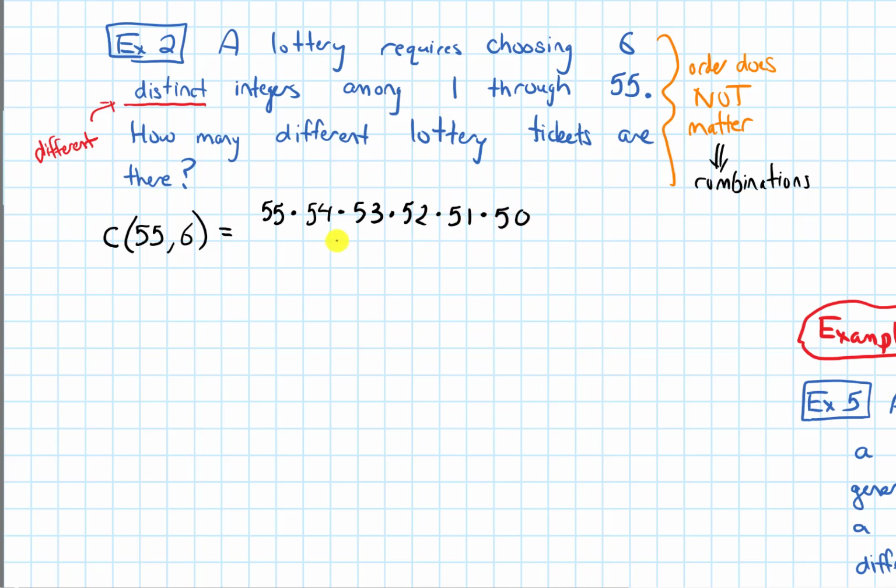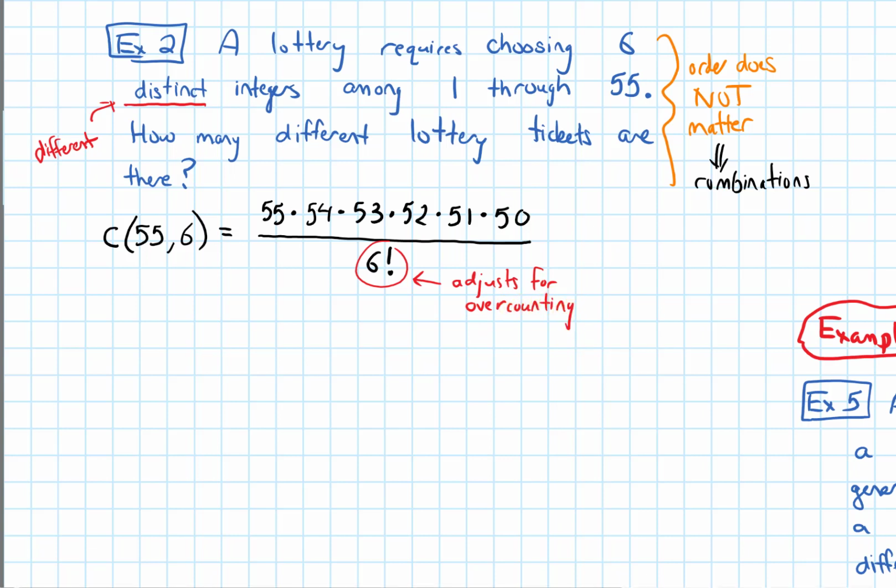All right. And now I got to adjust for overcounting, and I got to think about, well, how many ways are there to permute these 6 chosen integers? Because I don't care about their order. So there's 6 factorial ways to permute them. So this adjusts for the overcounting.